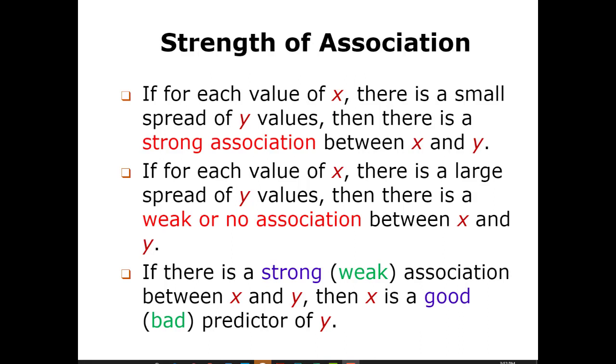If there is a strong association between x and y, then x is a good predictor of y. The opposite is also true. If there is a weak association between x and y, then x is not a good predictor of y.